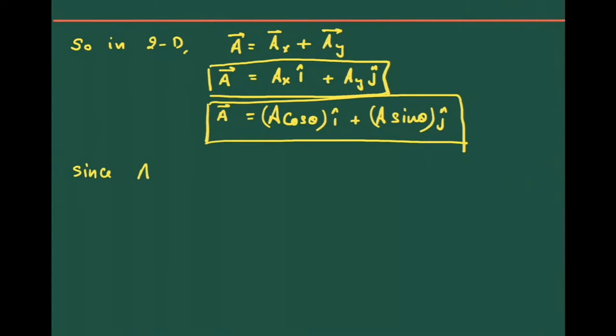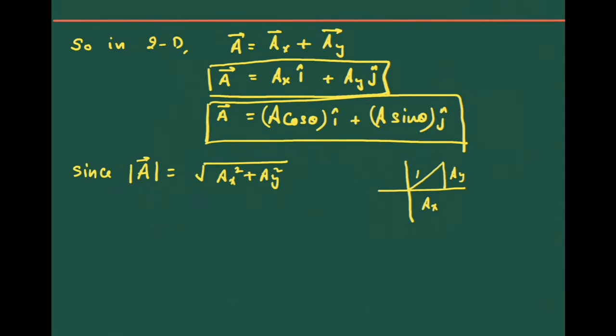Since vector A has both magnitude and direction, its magnitude is given by the square root of Ax square plus Ay square, simply by Pythagoras. If the base is Ax and the perpendicular is Ay, then the hypotenuse A is given by the root of Ax square plus Ay square. Or we can say if we square and add the two components, we will get A square.